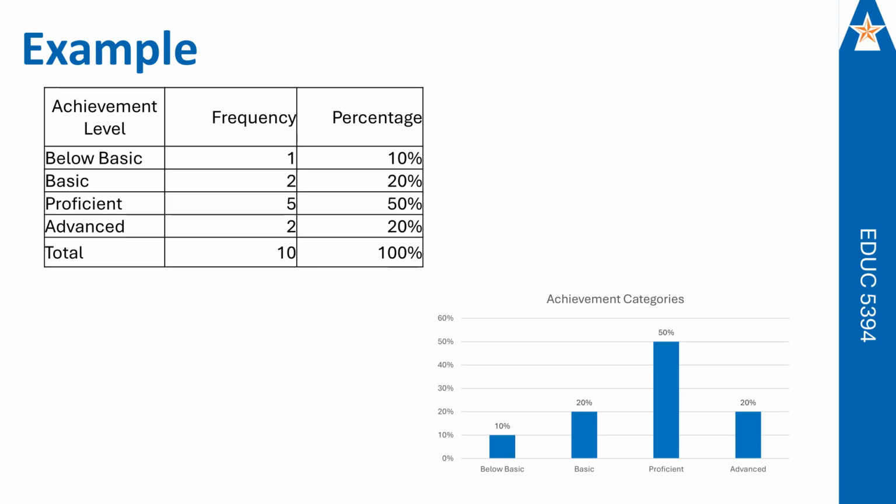In this example, researchers report the frequency and percentages of each achievement category for a group of 10 students. Frequencies and percentages help researchers describe the composition of a sample and compare the relative sizes of different groups. We can visualize the results using a bar chart like the one you see on this slide.